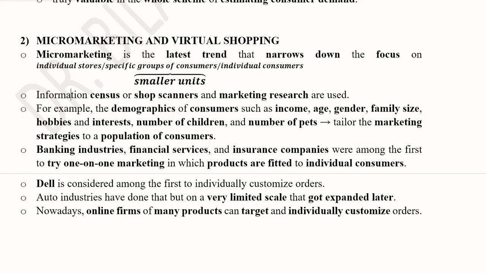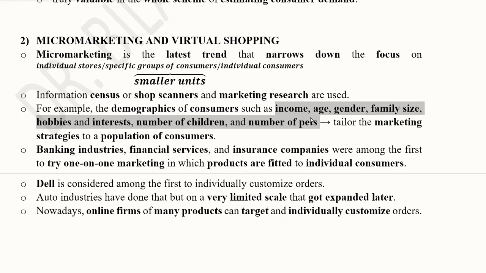Information is sometimes available with the census, or the shop scanners can be used, and marketing research can also be used to collect the information for micro marketing. For example, the demographics of the consumers, such as income, age, gender, family size, hobbies, interests, number of children, and number of pets, all these particulars can be found by using shop scanners or any other mode of information collection.